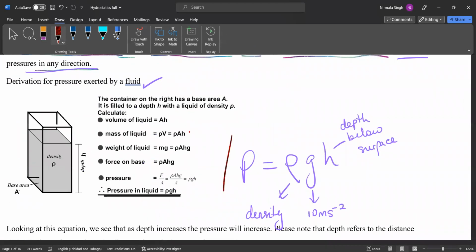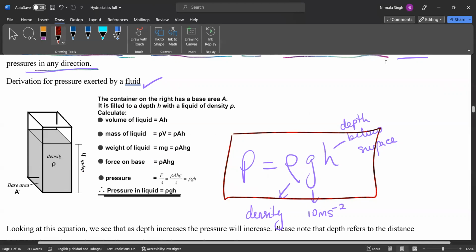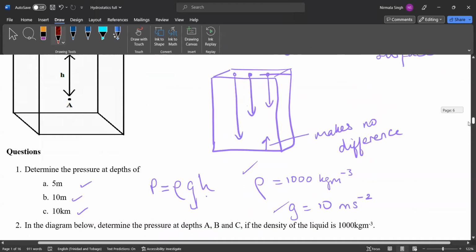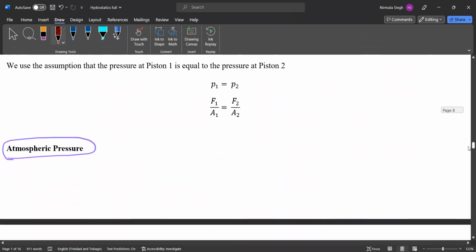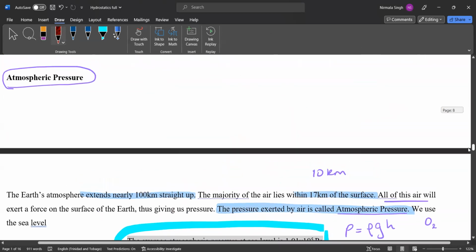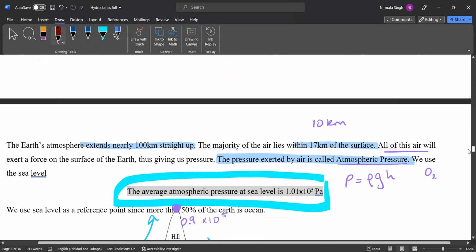Pressure in liquids is given by pressure is equal to rho g h, where rho is the density of your fluid, g is the acceleration due to gravity, which is 10 for our use, and h is the distance below your surface, or how much further down you go in your liquid. We have your various questions, and then we go through atmospheric pressure. Atmospheric pressure is simply the pressure exerted by the atmosphere on the surface of the earth. The average atmospheric pressure is 1.01 times 10 to the 5 pascals.